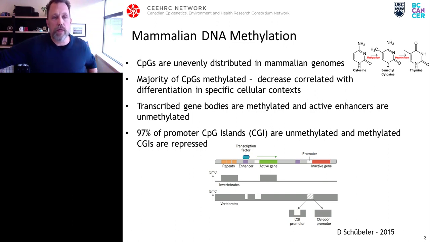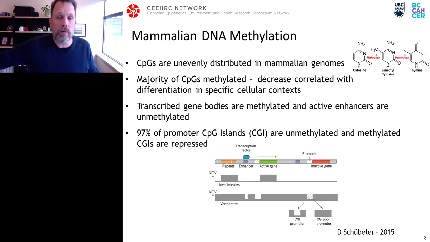And actually, if you look at a normal somatic cell, the majority of CpGs in your cell are actually methylated, but we do see a specific decrease correlated with cellular differentiation, and also in specific cellular contexts. We now understand that gene bodies themselves are methylated, and this is something that has relatively recently been determined, or at least the mechanism has relatively recently been determined. And traditionally, or at least dogmatically, we've considered methylation to be associated with gene repression, and this is true, but only in very specific contexts.